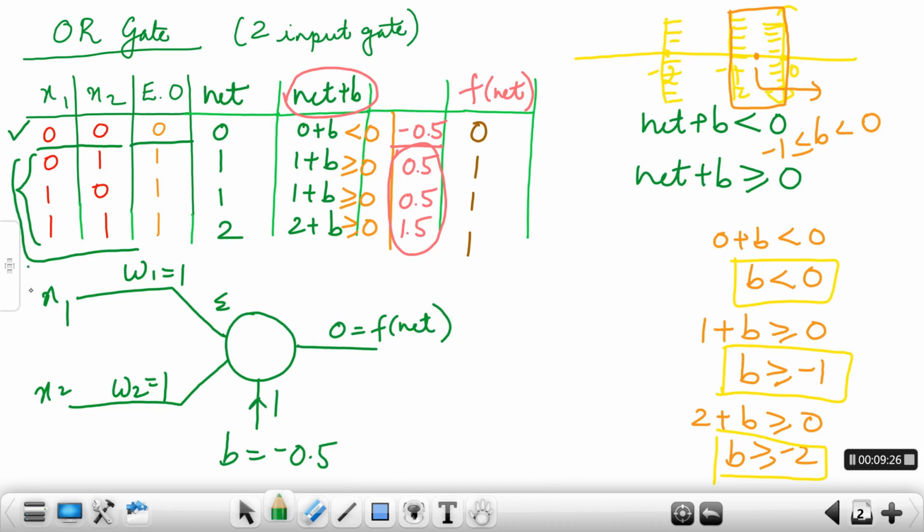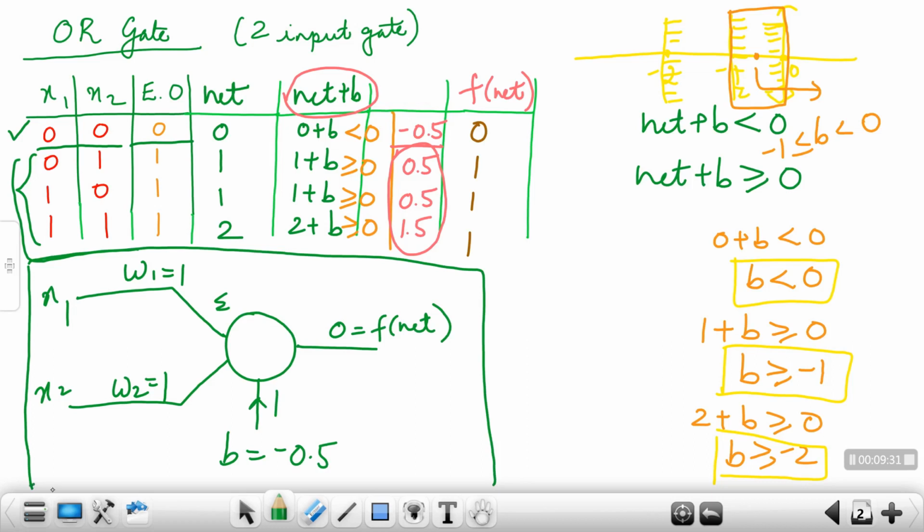So finally, this is the OR gate which is designed, and the bias is selected as minus 0.5. So if at all you select the bias as minus 0.5, you will get the output as 0, 1, 1, 1, which is same as that of an OR gate.